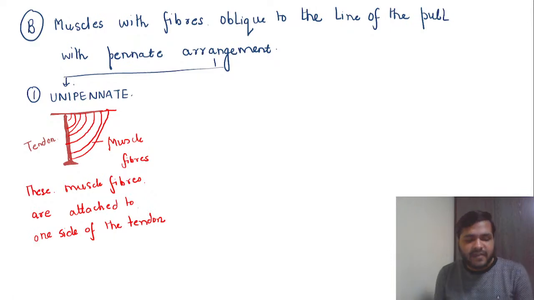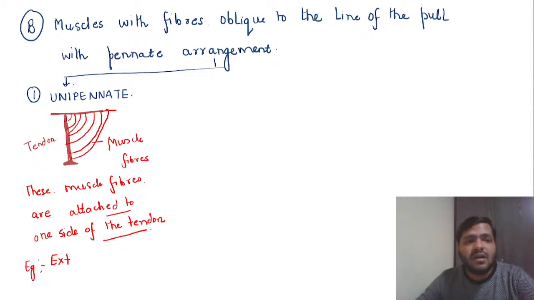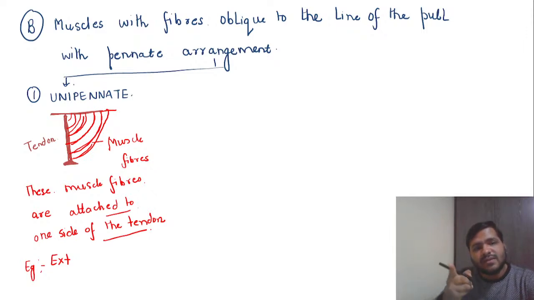So these muscle fibers are attached to one side of the tendon. An example is the extensor. It is symmetrical in nature, a curved arrangement, with fibers inserting into the tendon like this. Pinnate basically means arrangements which are very much symmetrical in nature.